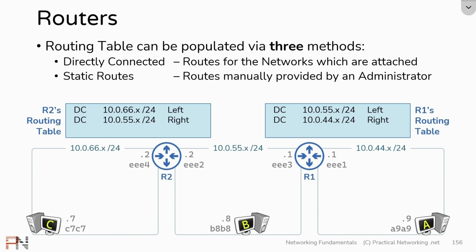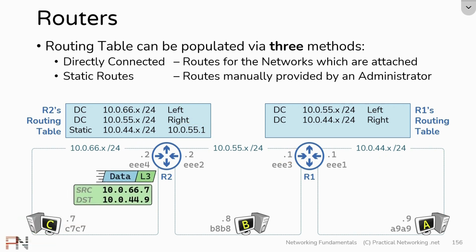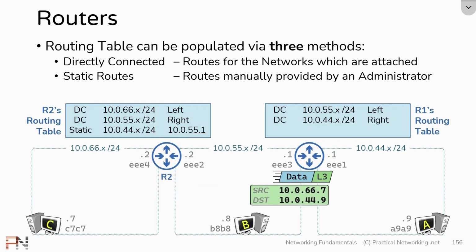For example, I can log into router 2 and configure it with a static route, telling router 2 that anytime it wants to reach the 10.0.44 network, it should send that packet to the 10.0.55.1 IP address, which is router 1's IP address. Now, if router 2 receives this packet from host C, it'll take a look at the destination IP address, find a match in its routing table, and forward that packet along to the next router in the path, in this case R1.